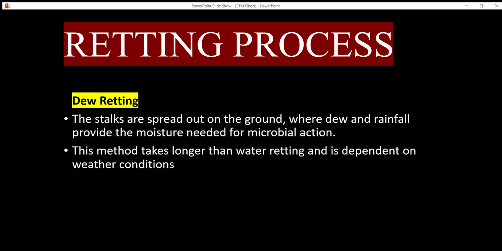Second is dew retting. The stalks are spread out on the ground where the dew or rainfall provide the moisture needed for the microbial action. This method takes longer than water retting and is dependent on the weather conditions. It is dependent on weather condition and it also has a longer time frame.